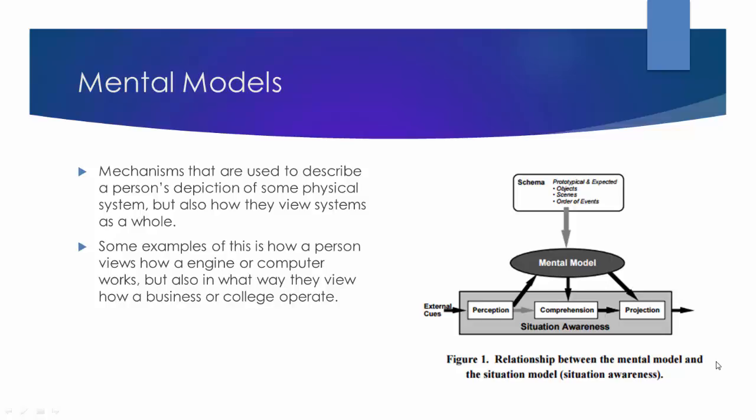The last category of cognitive engineering is mental models. Mental models are mechanisms that are used to describe a person's depiction of some physical system, but also how they view systems as a whole. So some samples of this are how a person views how an engine or a computer works, but also in what way they view how a business or a college operates.